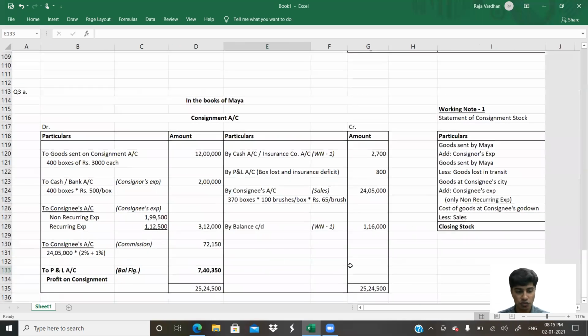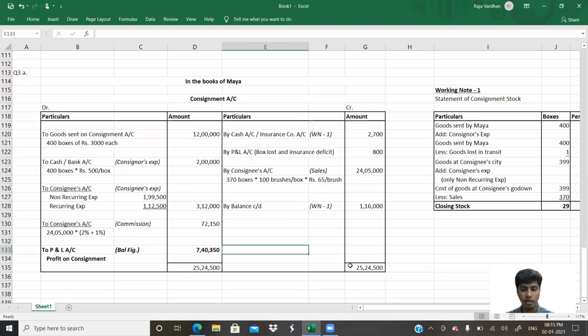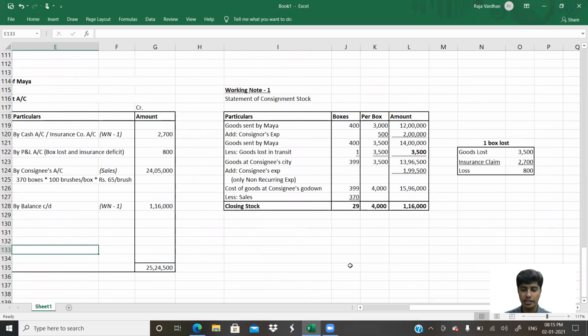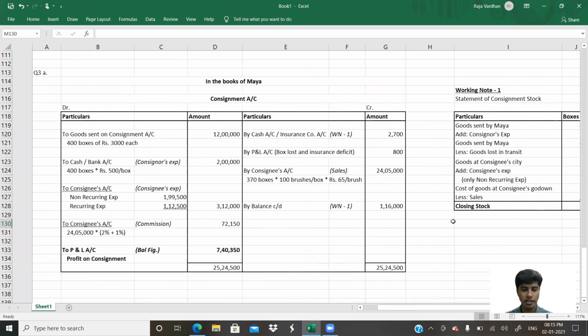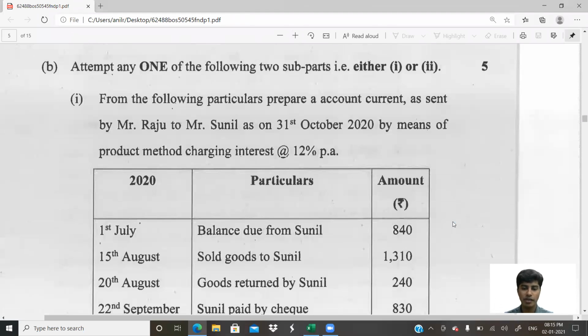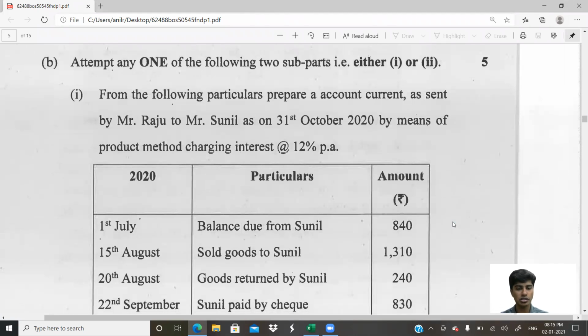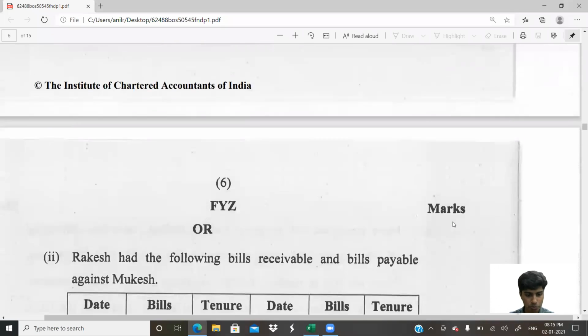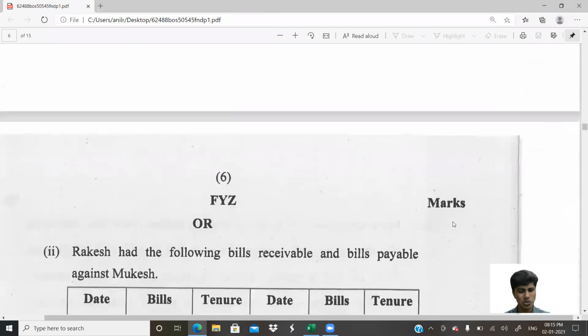This is what they've asked for 10 marks. Very easy, not much difficulty. And this is the working note that we should do, which includes closing stock computation as well as the loss of stock computation. So by this, we're done with 3A. Now let me take you to 3B. They've asked you to attempt one of the following questions. So they've given B1 and B2. However, we will be solving both of it.